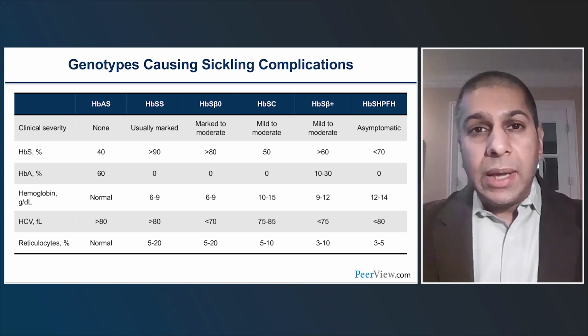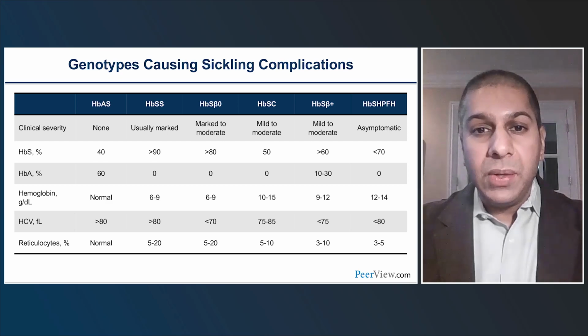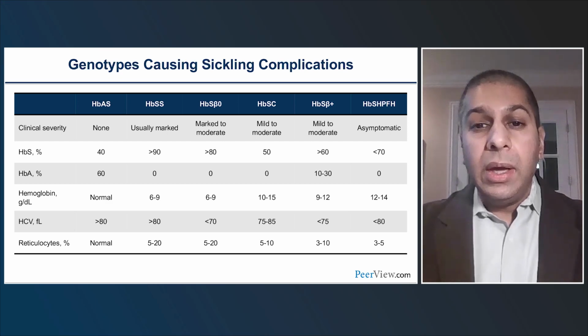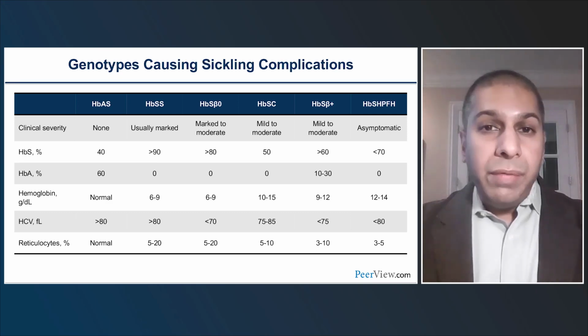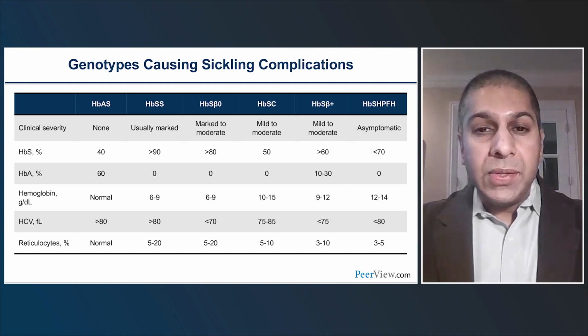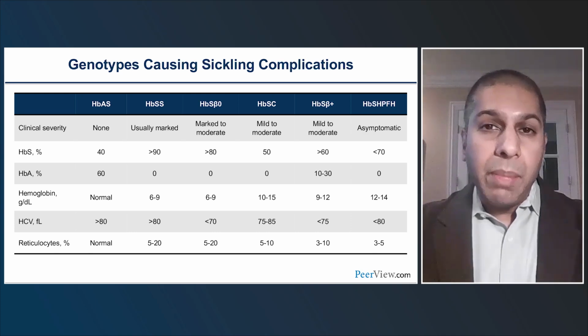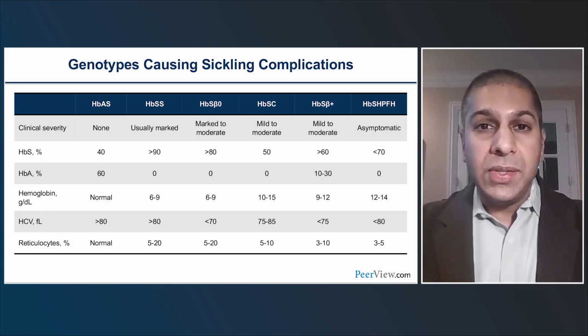And then the other genotypes to be aware of include hemoglobin SC, which represents about 20% of sickle cell disease, and hemoglobin S beta plus thalassemia. And in both of these forms, you have a little bit more moderate of a phenotype, a little bit less hemolysis, and sometimes less vaso-occlusive complications. And then the other modifier that can affect sickle cell disease is having a very high fetal hemoglobin called hemoglobin S with hereditary persistence of fetal hemoglobin.